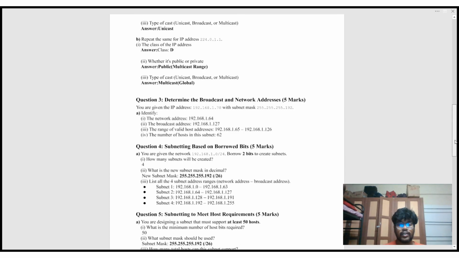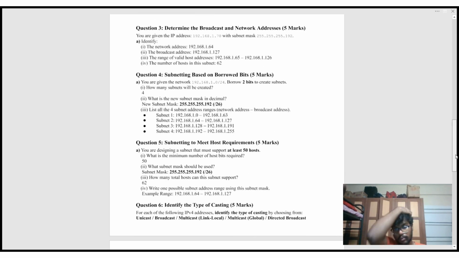Now, determine the broadcast and network addresses. Given the IP address and subnet mask, identify the network address, what is the broadcast address, what are the valid addresses, and what is the subnet. Here, the IP address is 192.168.1.64 and broadcast is 192.168.1.127. So hosts per subnet is 62.